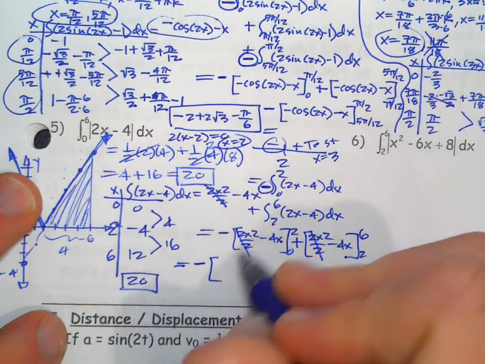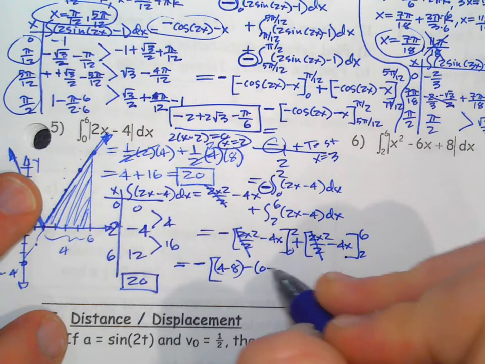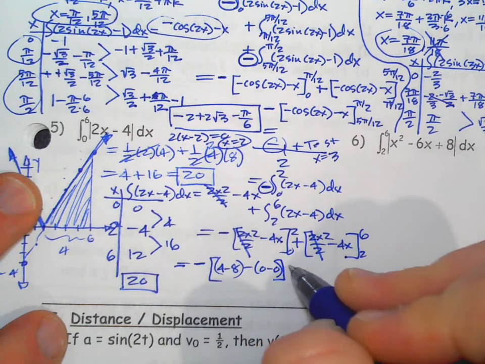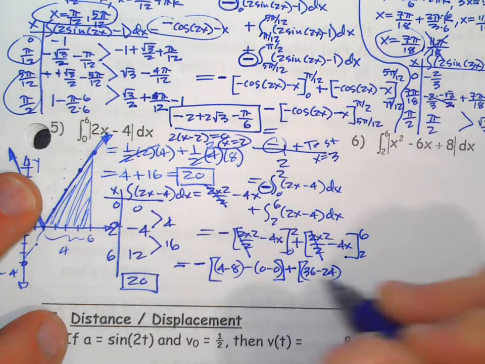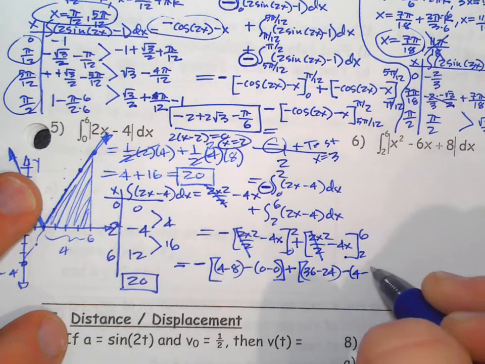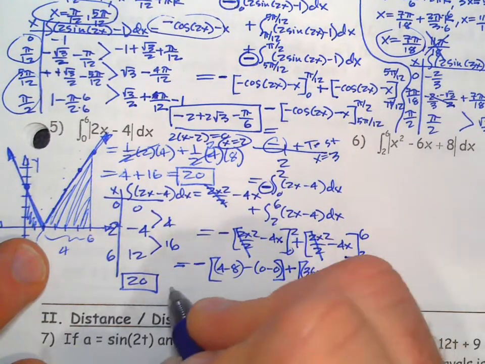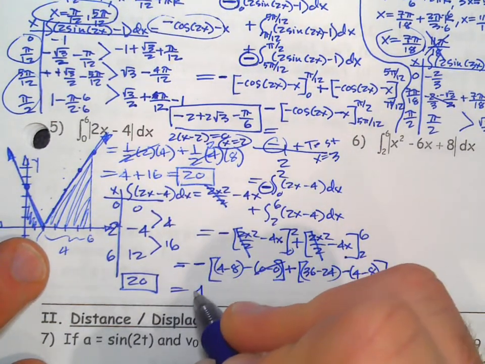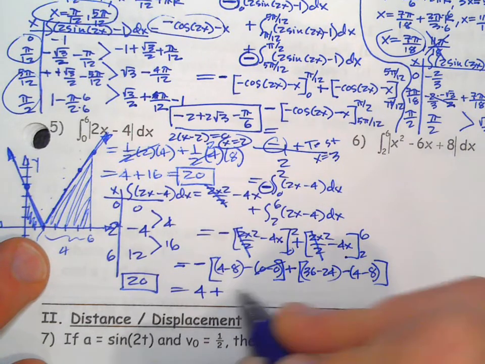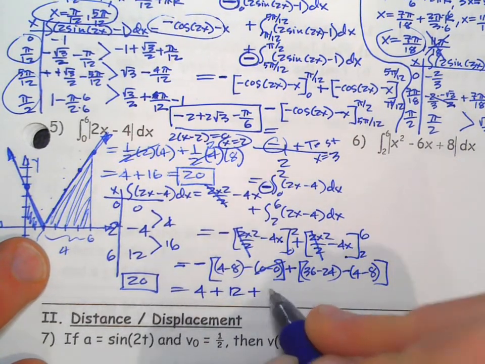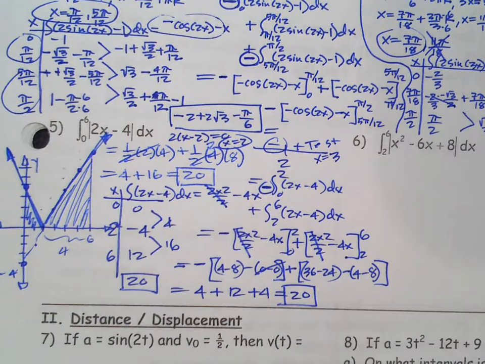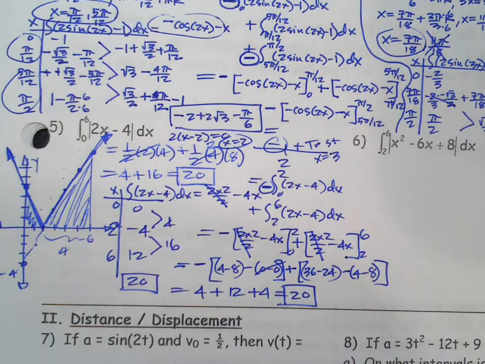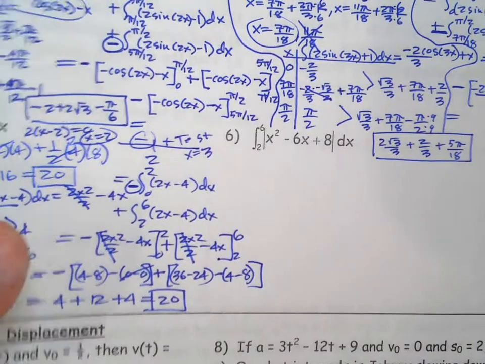So this would be 4 minus 8 minus 0 minus 0. This would be 36 minus 24 minus 4 minus 8. So you would get positive 4 here, plus 12, plus 4, gives you 20. Same answer. So I just did that problem three ways. Okay, next one.